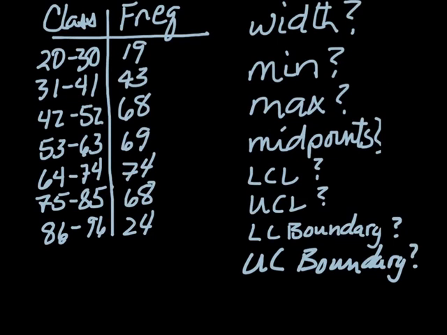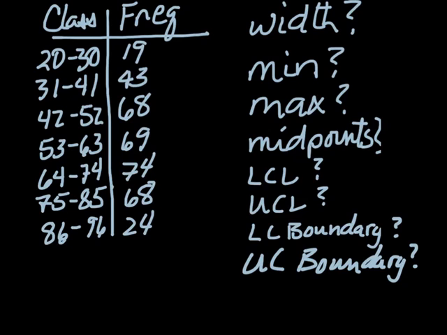So here's a problem, and what I want you to tell me is, given this frequency table, what's the width, the min, the max, the midpoints, the upper class limit, the lower class limit, the lower class boundary, and the upper class boundaries. All right? So give that a shot, pause the video, and then you can do it.